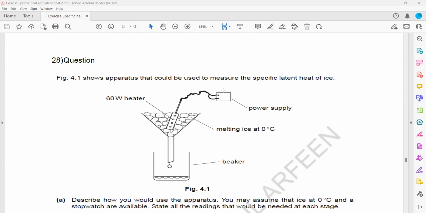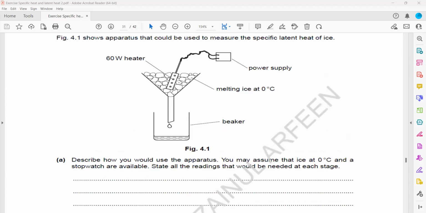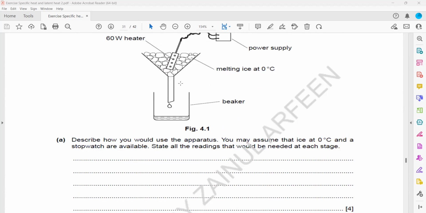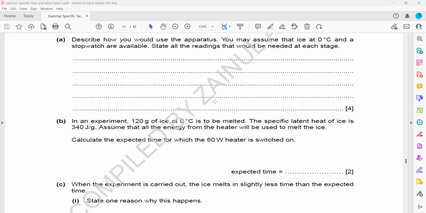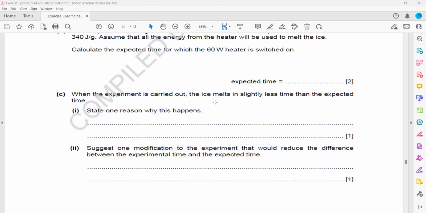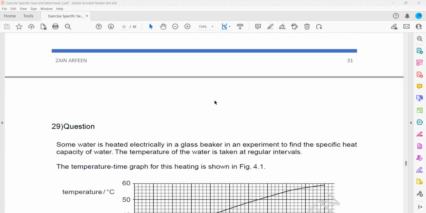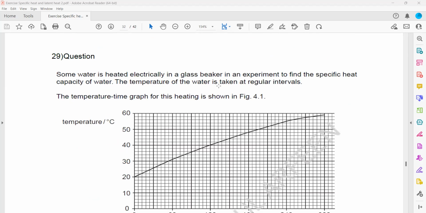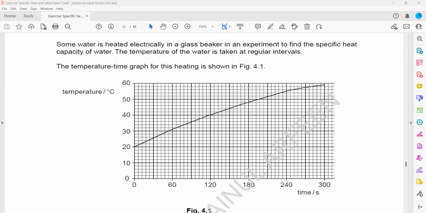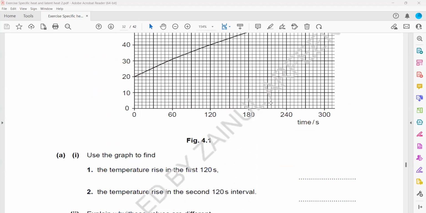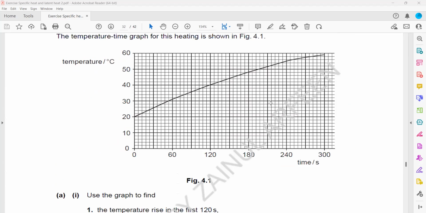This is a similar question about measuring the specific heat capacity, what readings we should take, how we work it out, and why there might be a difference. It's the same question we discussed earlier. In question 29, some water is heated electrically in a glass beaker. Experiment to find the specific heat capacity of water. Use a graph to find the temperature rise in the first 120 seconds.